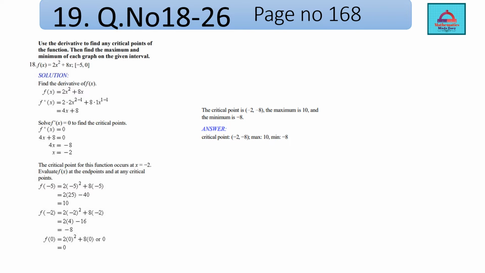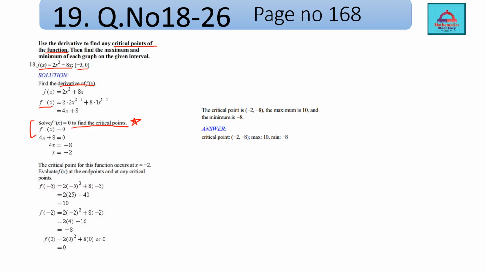In this question, you need to use the concept of derivative to find critical points and then find the maximum and minimum of the function on the interval. What is the interval given? The interval is from -5 to 0. The function is 2x square plus 8x. First, to find the critical points, we need to find the first derivative and put it equal to 0. This is an important point to remember: to find the critical points, you put the first derivative equal to 0. So let's find the first derivative.